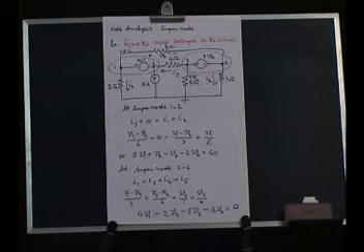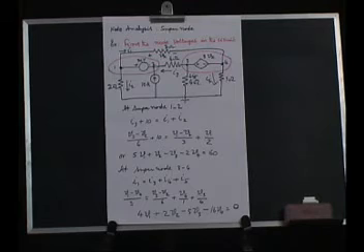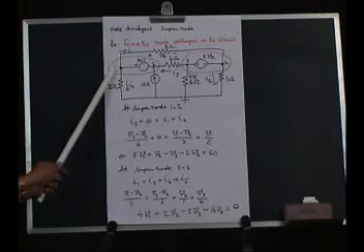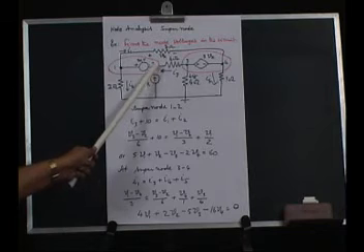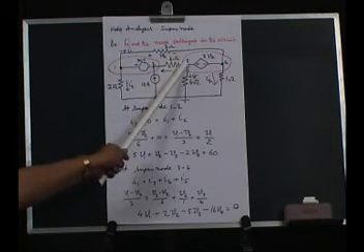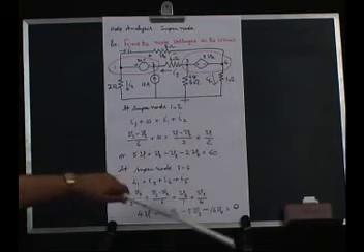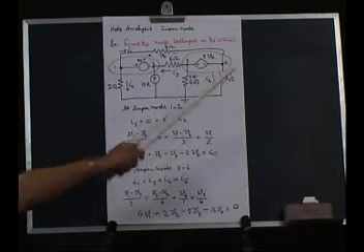2 more equations are necessary because we have to find the 4 voltages. What are the 2 more equations? V1 is at a higher potential than V2. So, V1 is equal to V2 plus this voltage, 20 volts. And V3 is at a higher potential than V4. So, V3 is V4 plus 3Vx.